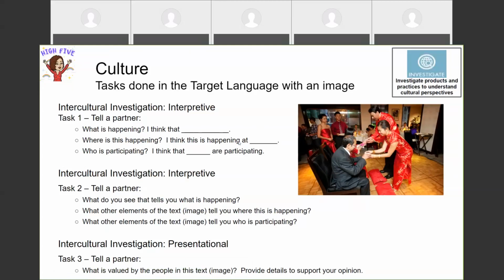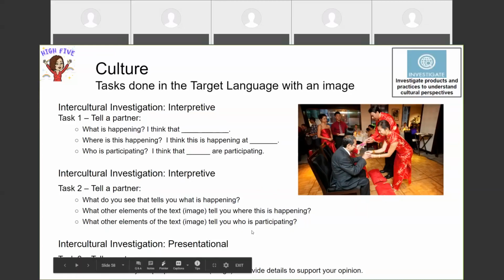All right. So where is this happening? They might say this is happening at, well, we look around. It could be a restaurant. It could be a hotel. It could be an event center, whatever. It doesn't look like somebody's house necessarily. Who is participating? I think that family and friends are participating.